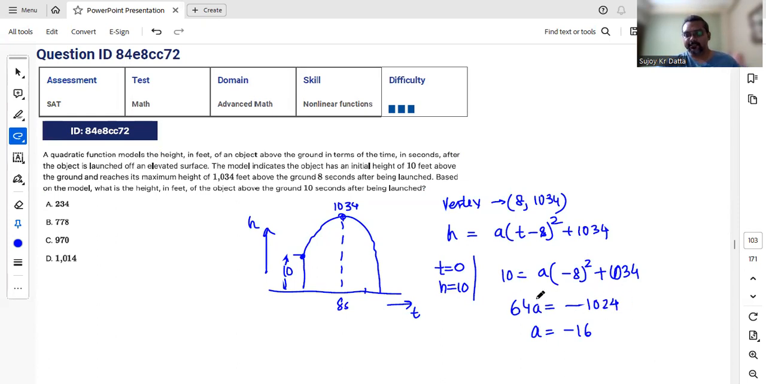This is 2 to the power 10. This is 2 to the power 6. If you divide, you have 2 to the power 4. So that's 16 with a negative sign. A is negative 16. I have the function: negative 16 times (t minus 8) squared plus 1034.